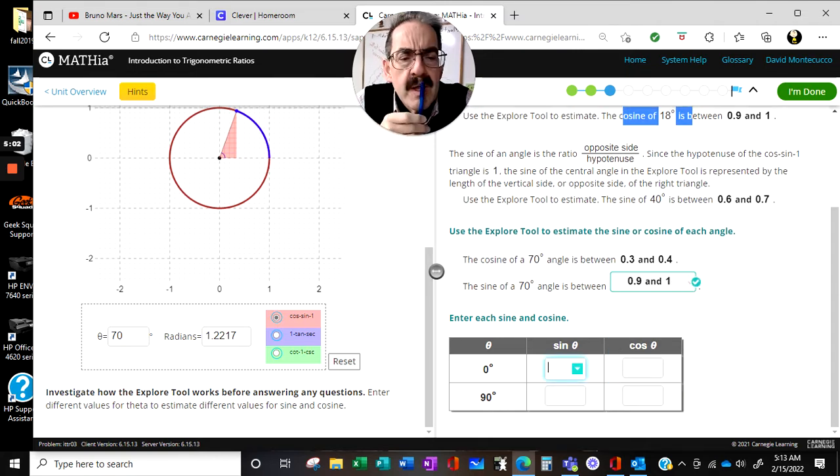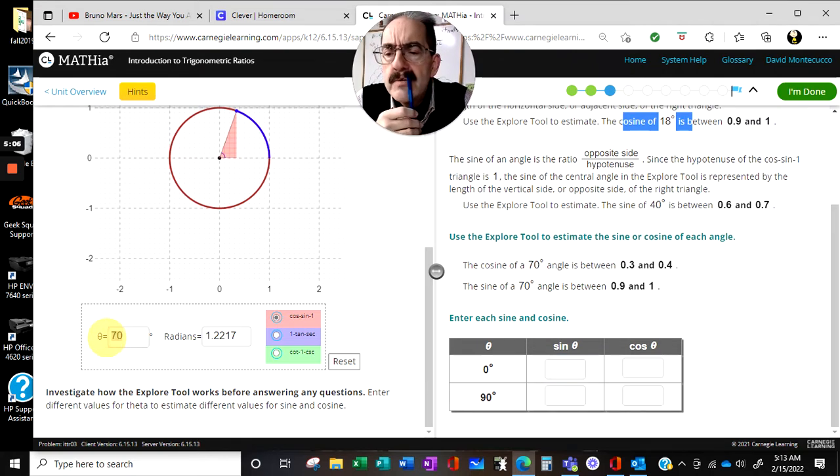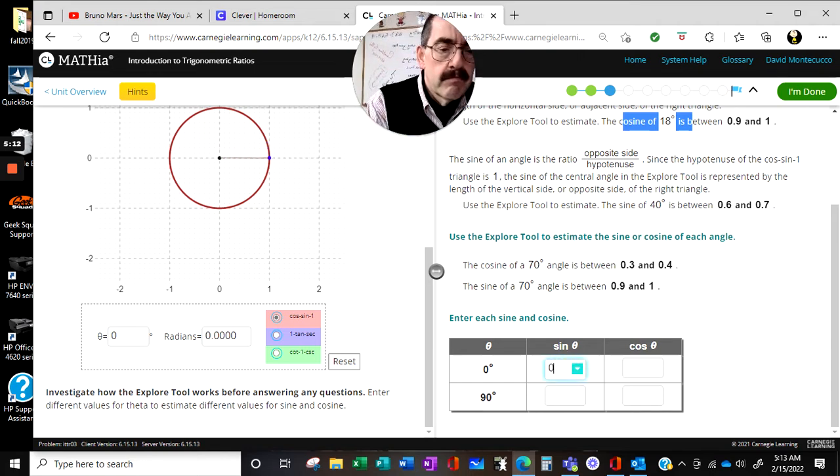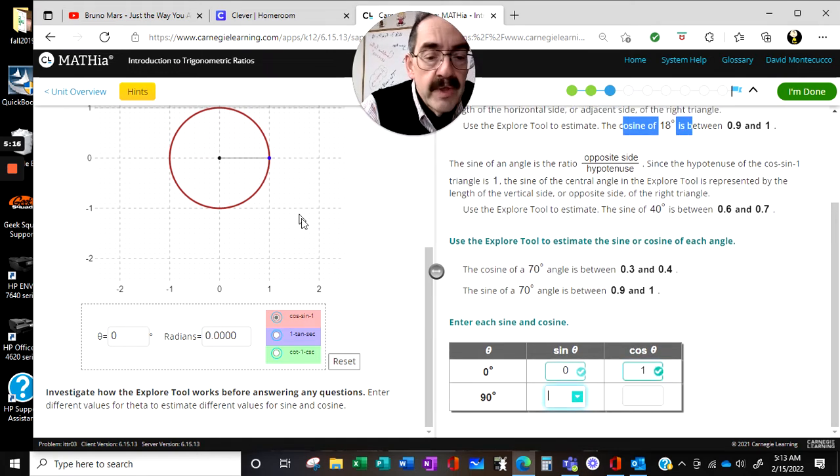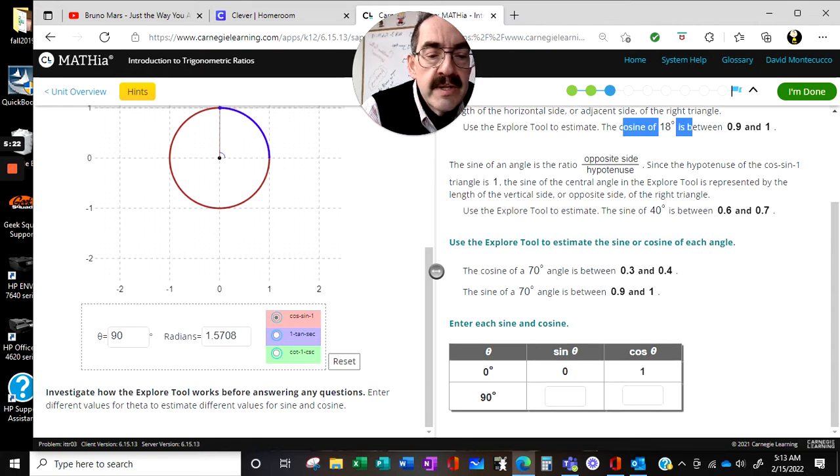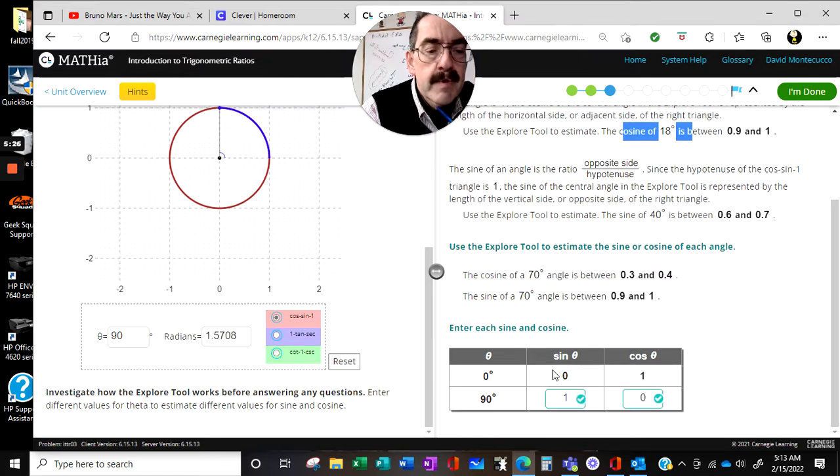For each, enter sine of 0. So 0 is the y value. There is no y. And cosine is 1. It's the whole thing. At 90 degrees, there is no x, but there's all y.